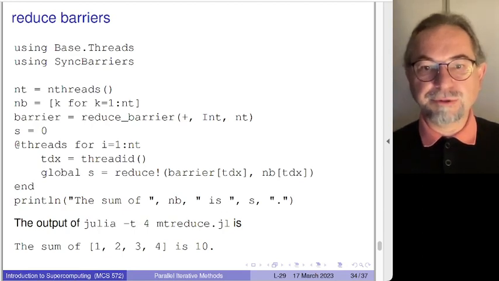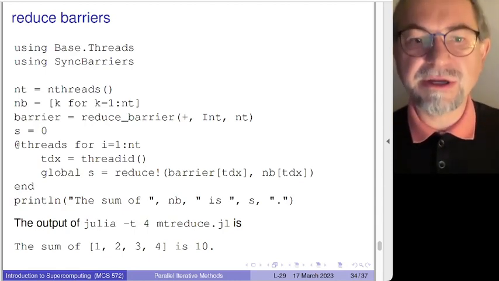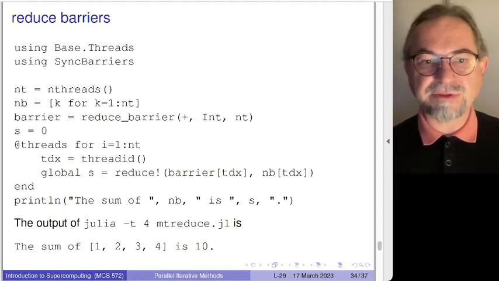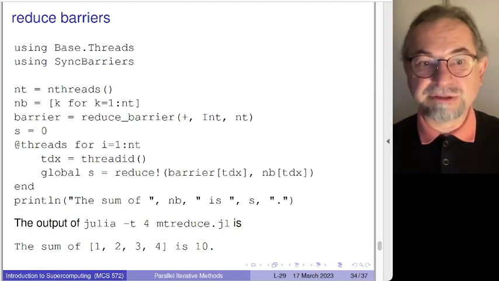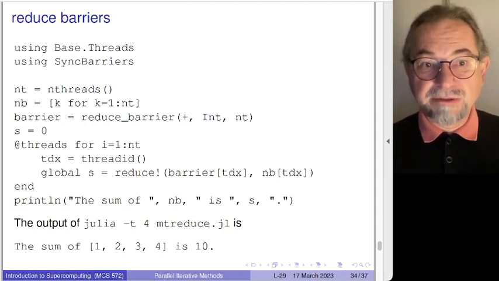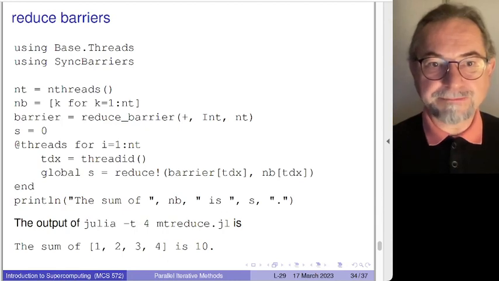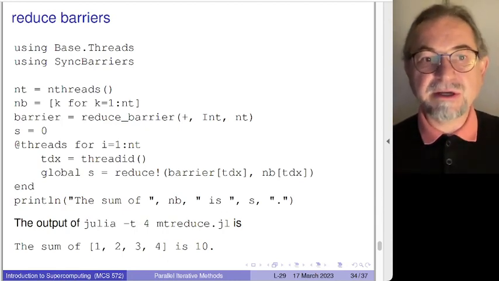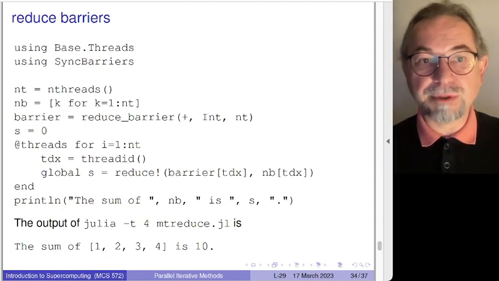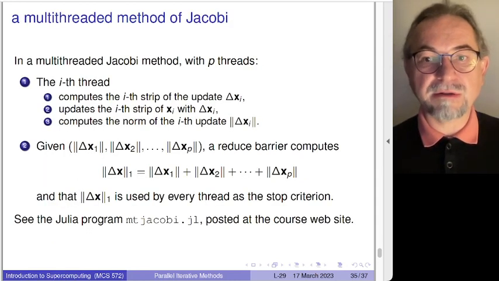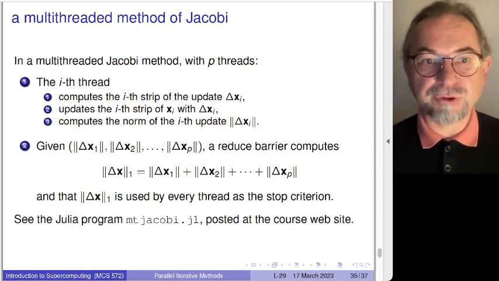So when you print out the sum here, you will actually see that the output is 10. Every thread will actually know that this is 10. So there is the reduction that is happening and also the synchronization. You see Julia provides the parallel for loop, which we have covered before, and also provides the synchronization barriers. These are the 2 ingredients that we need to implement the Jacobi method in parallel in a multi-threaded version.